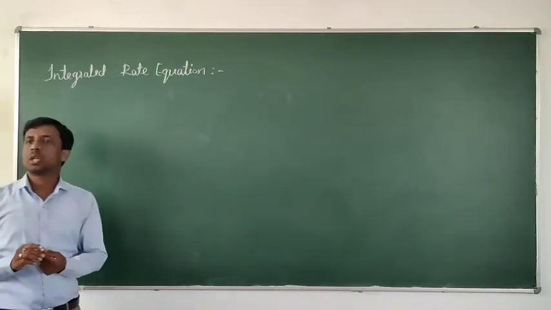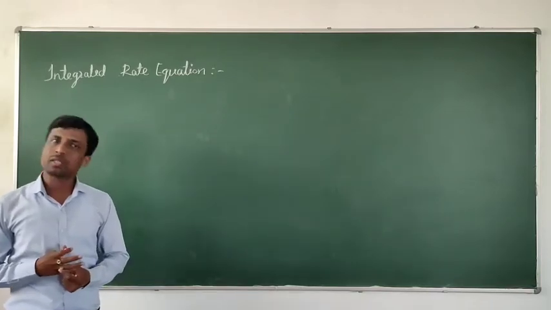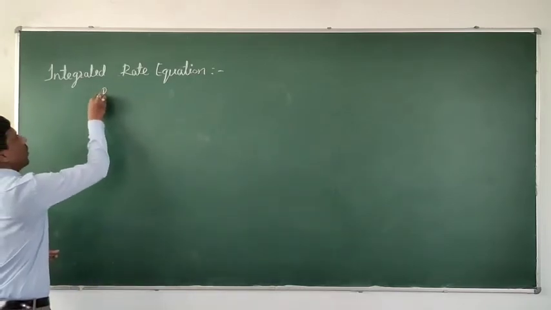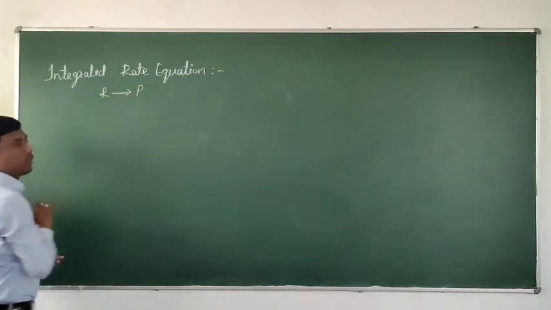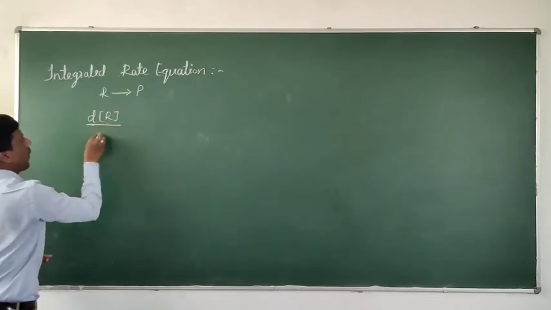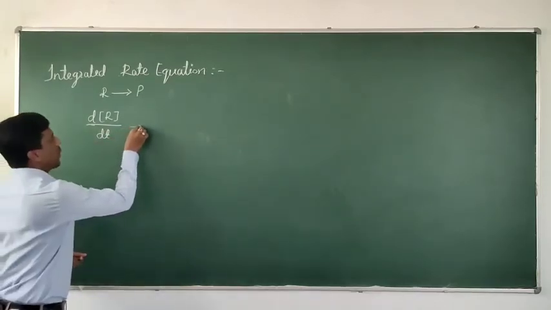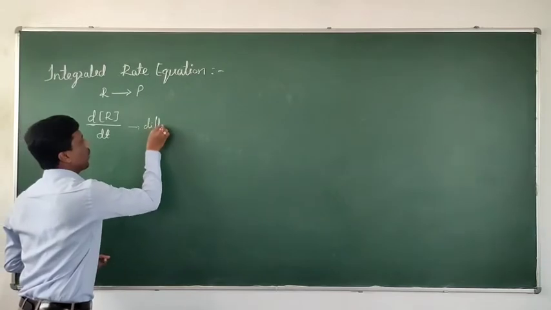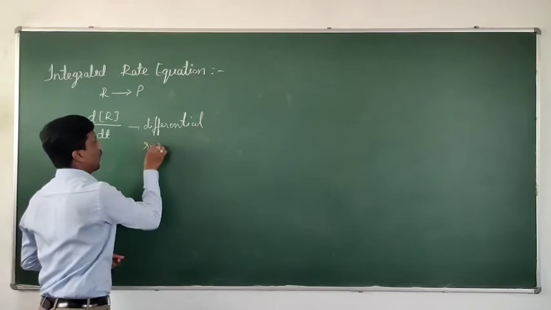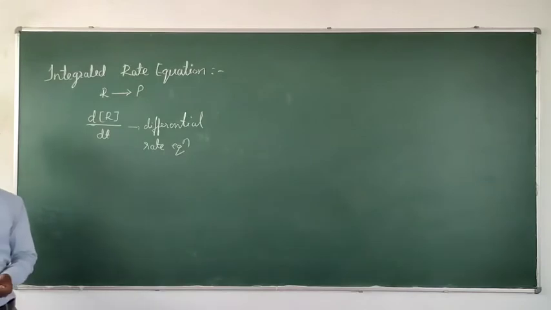Already you know the differential rate equation. What is the differential rate equation? The instantaneous rate equation is also called the differential rate equation. For the reaction R gives product, we can write dR divided by dt. This is called the differential rate equation. It is also called the instantaneous rate equation.